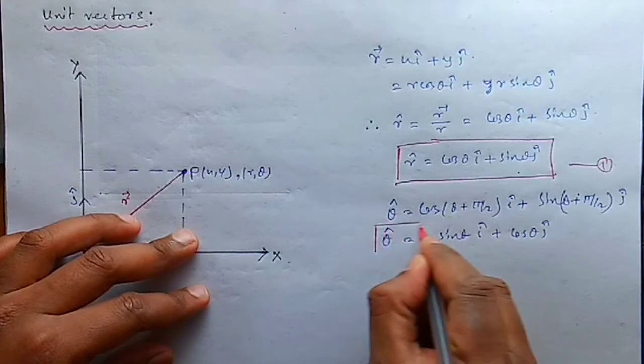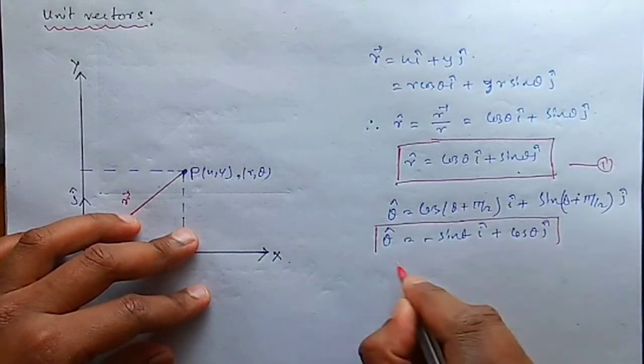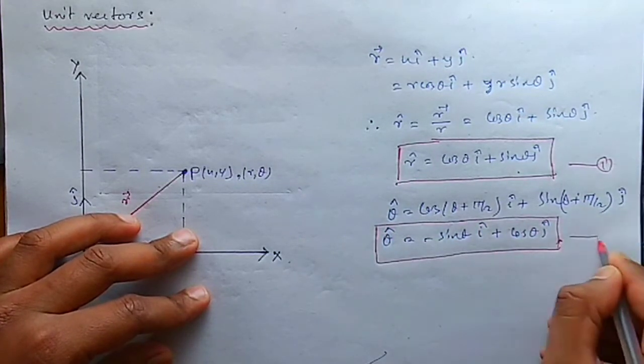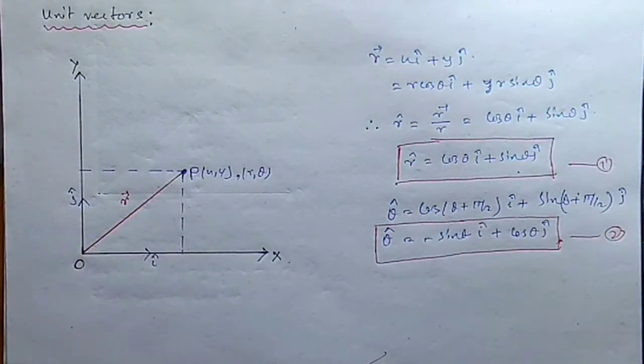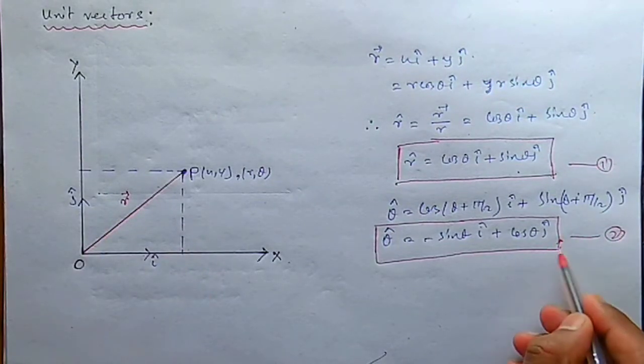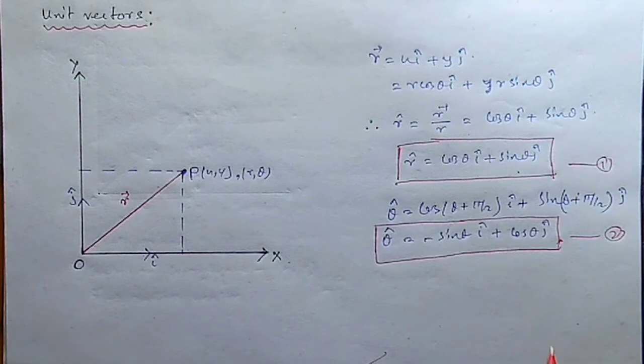This is equation 2. These two equations, 1 and 2, represent r cap and theta cap in terms of i cap and j cap.